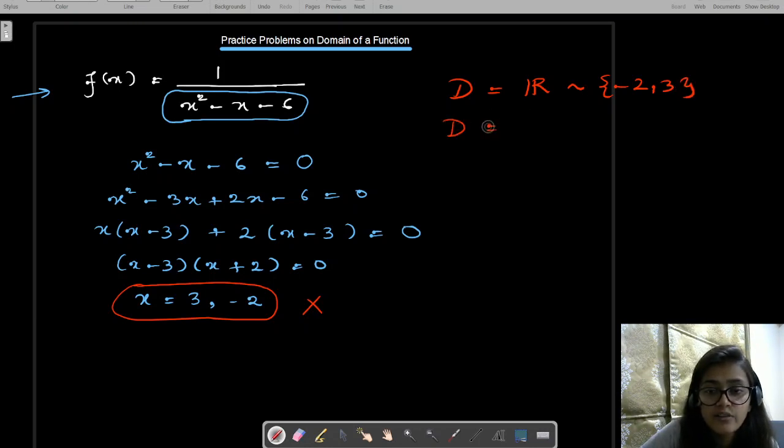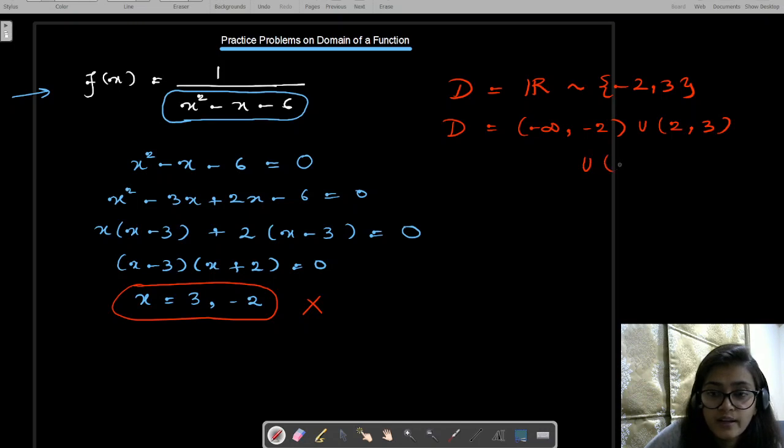There is another way we can write it. All real numbers which are less than negative 2, so negative infinity to negative 2, union the numbers which are between negative 2 and 3, and union numbers which are greater than 3.